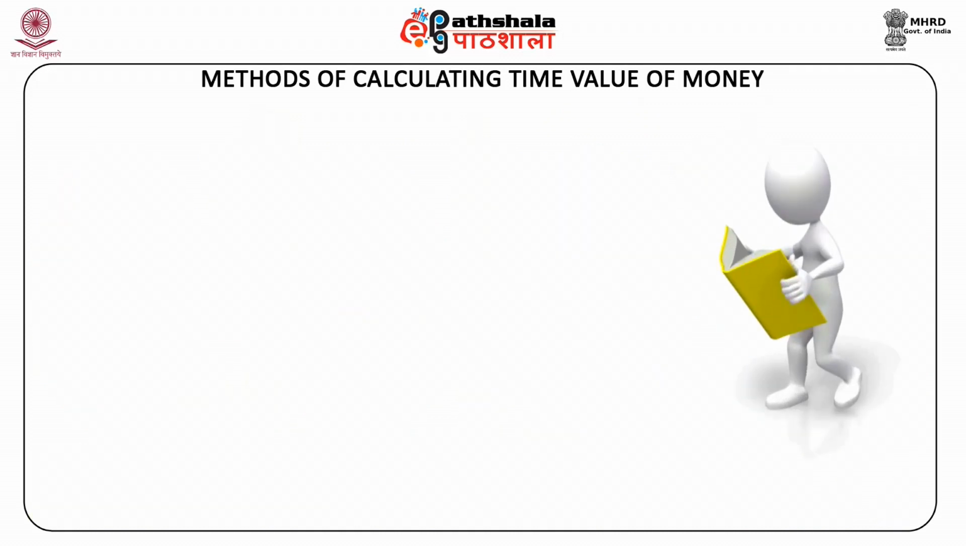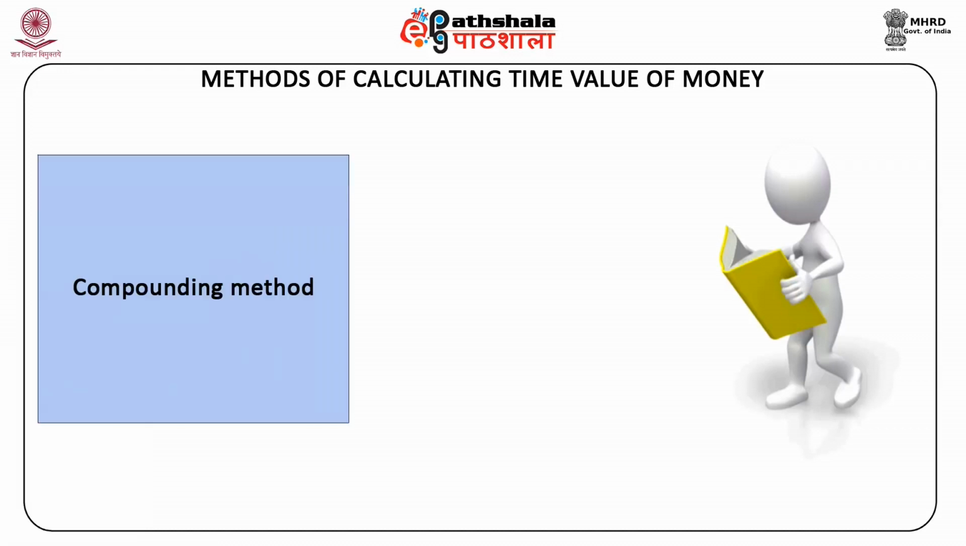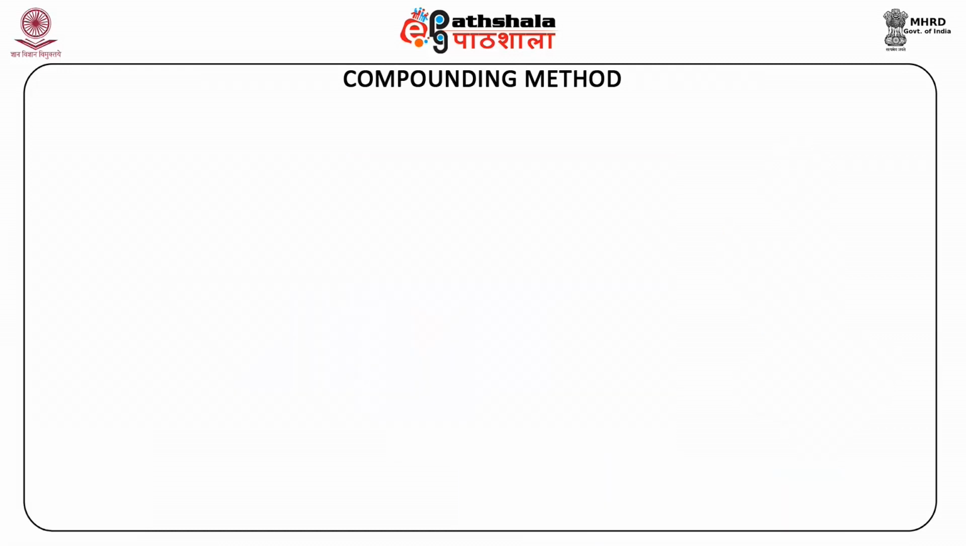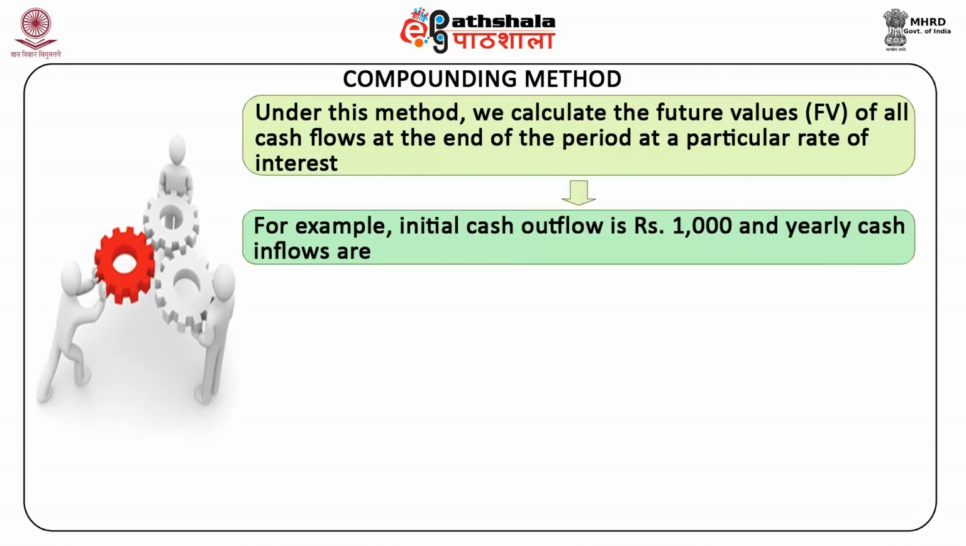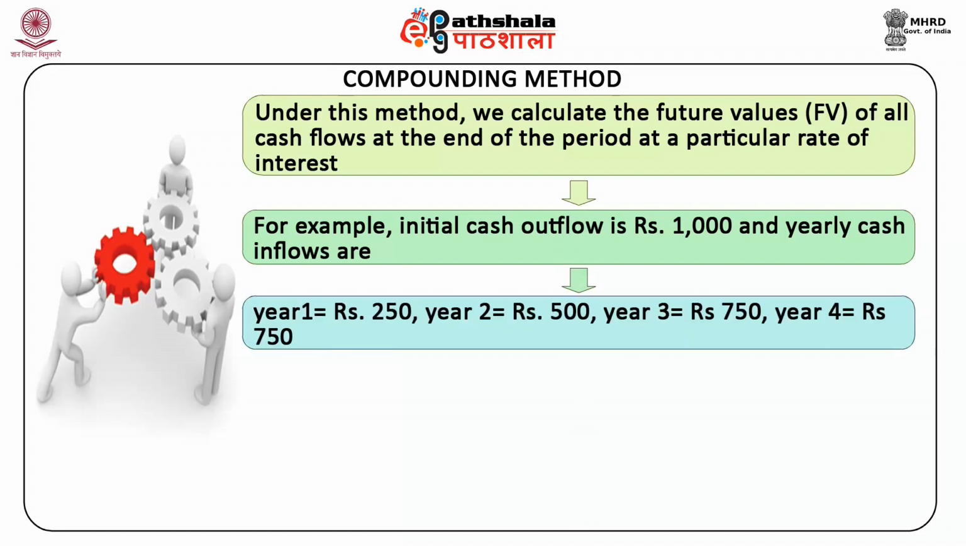The methods of calculating time value of money are compounding method and discounting method. First method we discuss is compounding method. Under this method, we calculate the future value, in short FV, of all cash flows at the end of the period at a particular rate of interest. For example, initial cash outflow is rupees 1000 and yearly cash inflows in year 1 is 250, year 2 500, year 3 750, year 4 is 750.